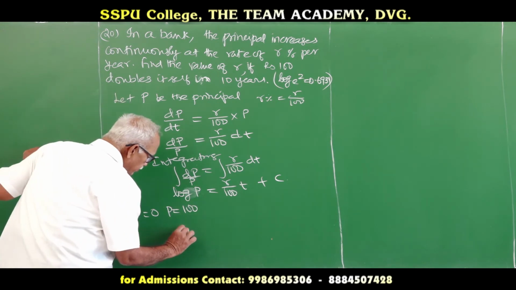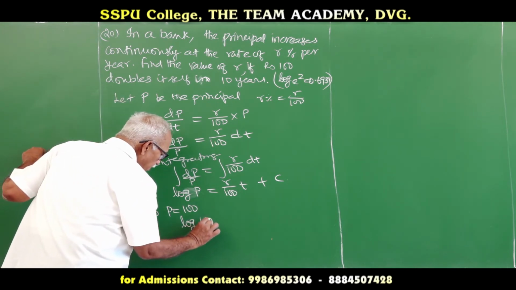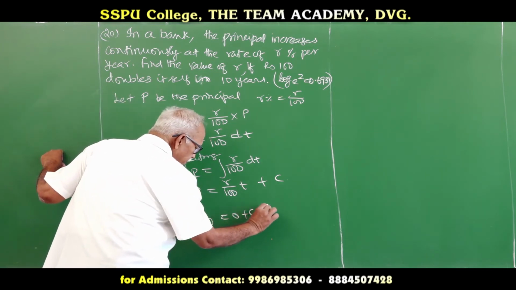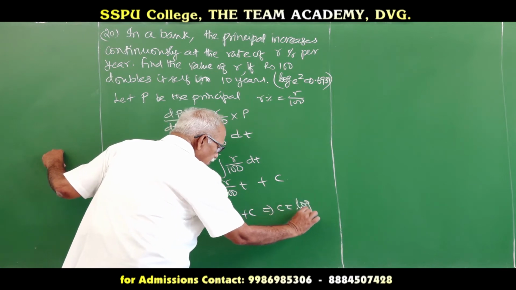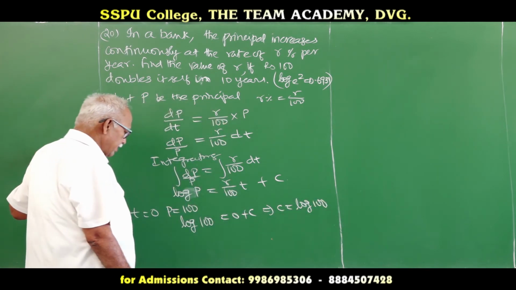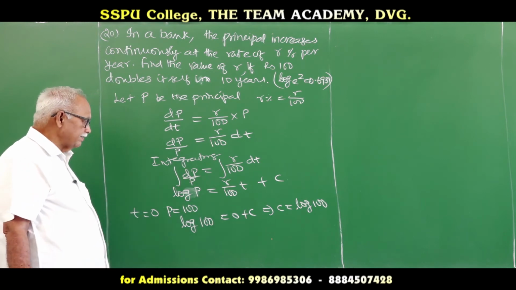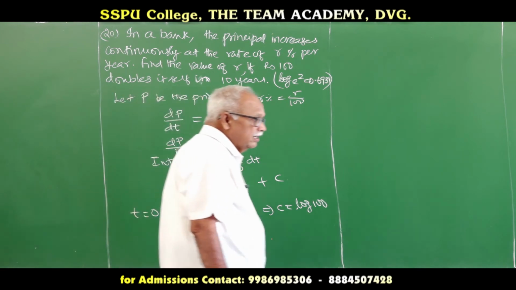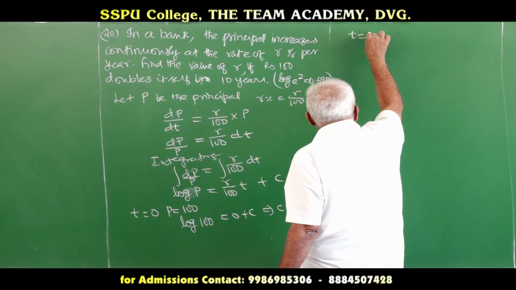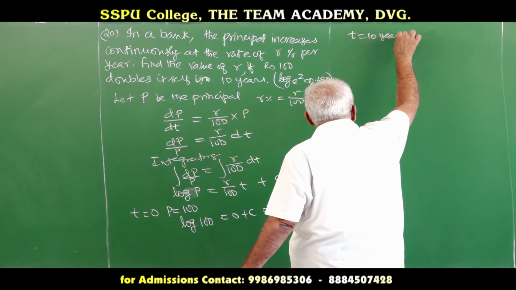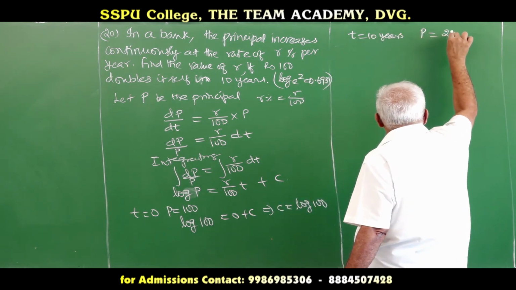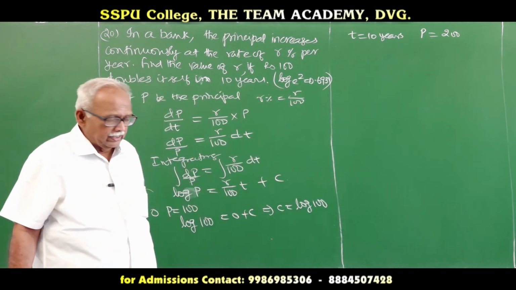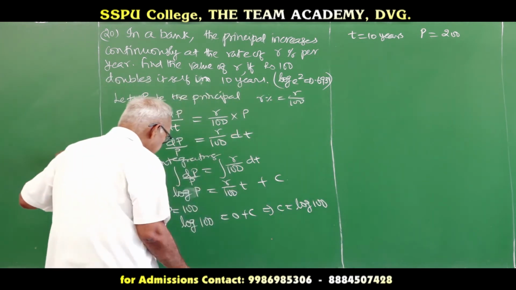So when we substitute this, we get log 100 plus c. This implies c is equal to log 100. Now the next condition they have given: the time t is 10 years, and p doubles. Doubles means 100 becomes 200. Now what is the equation we get here?